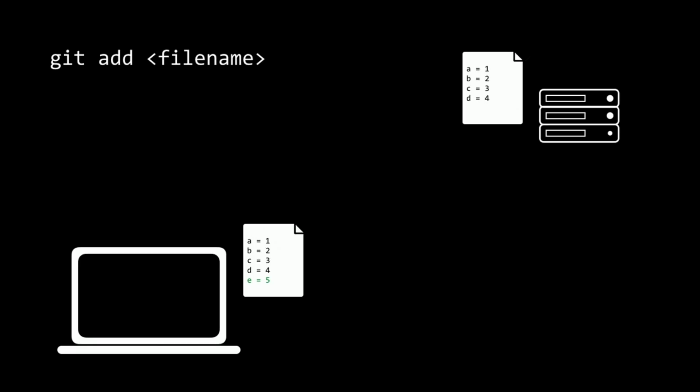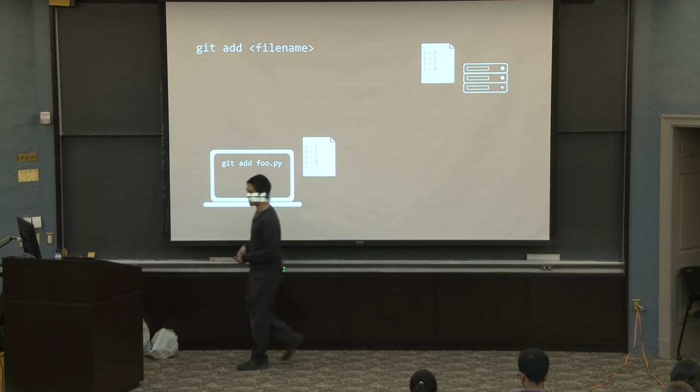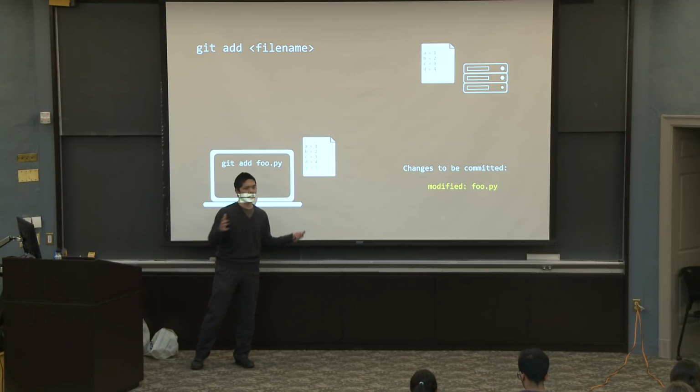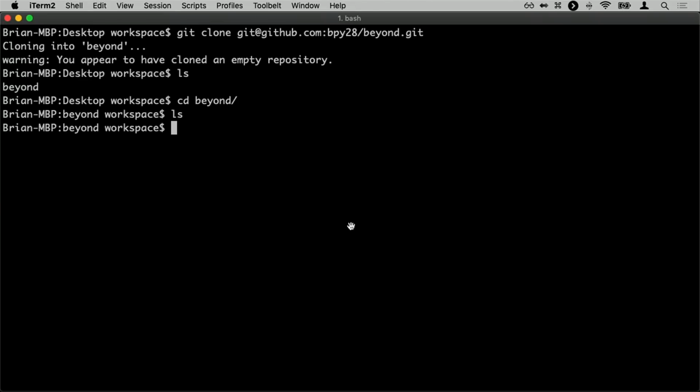And so if I want to say this is a file I want to include the next time I make a commit, I'm going to run a command called git add followed by the name of the file, foo.py, or whatever the file happens to be. That's basically telling Git that foo.py is a file I want to include in my next commit. And so I'll actually give that a try. When you do that, Git will give you a message letting you know that this is now a change that you can commit. And so let me go ahead and create a new file inside of this folder.